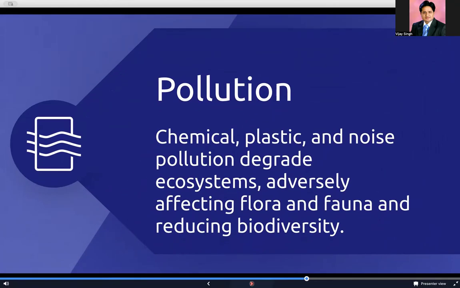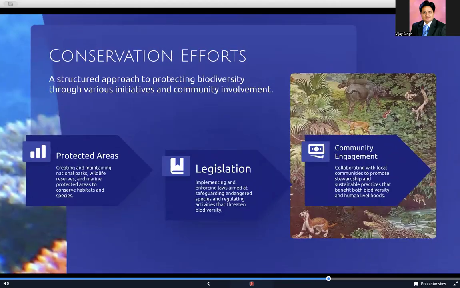And then pollution. Chemicals, plastics, and noise pollution degrade ecosystems, adversely affecting flora and fauna and reducing biodiversity.